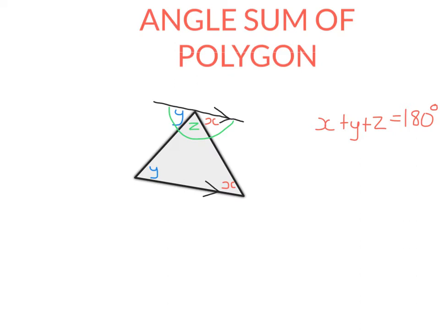This works for any triangle, because you can perform this task on any triangle. You can always draw a line parallel to its base and go through the same logic. We're going to use that the angle sum of any triangle is 180 degrees in order to find the angle sum of polygons with more than three sides. Let's have a look at that now.